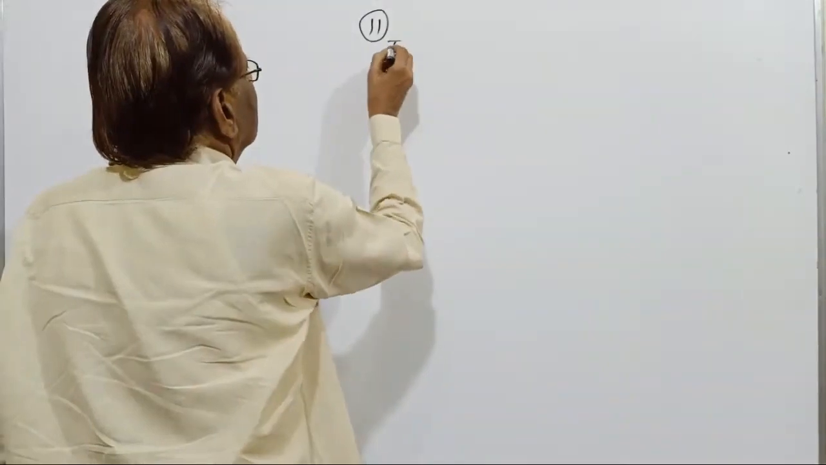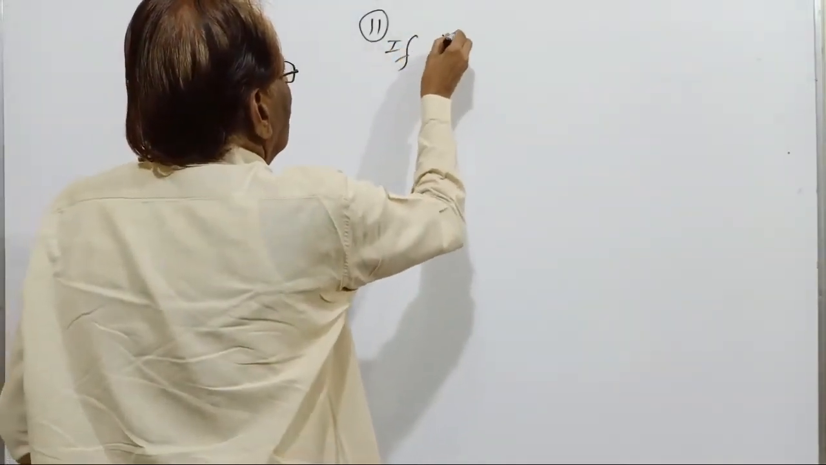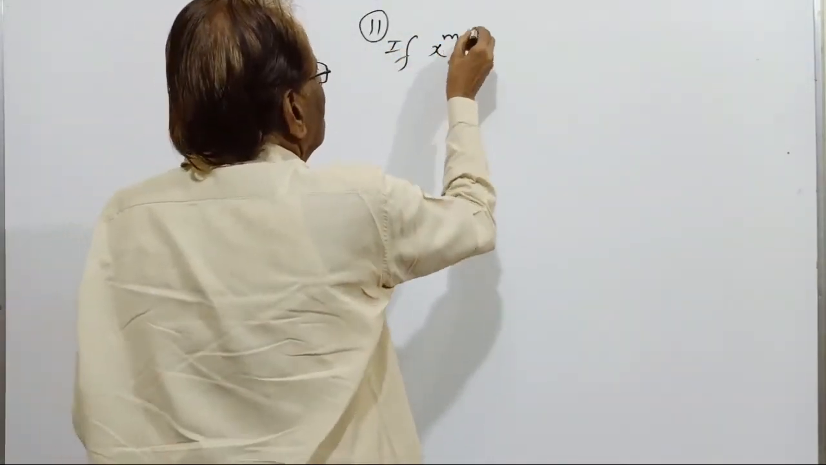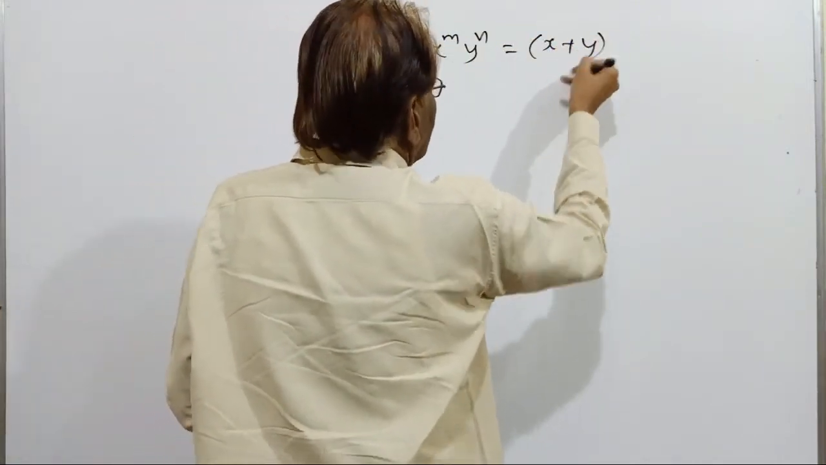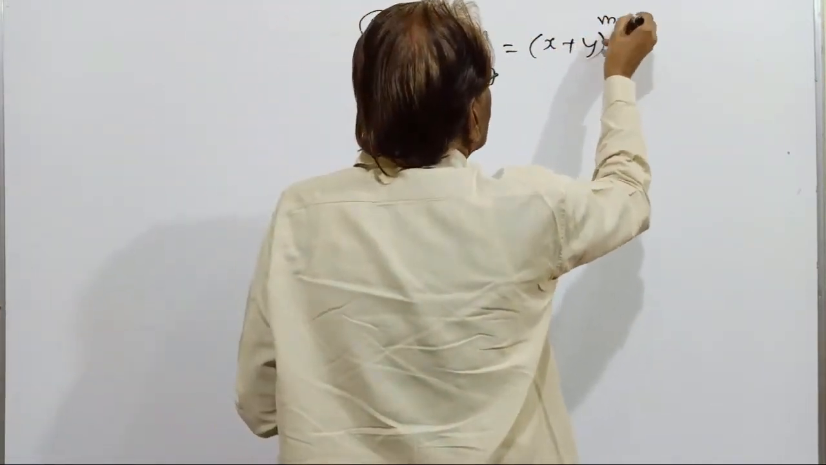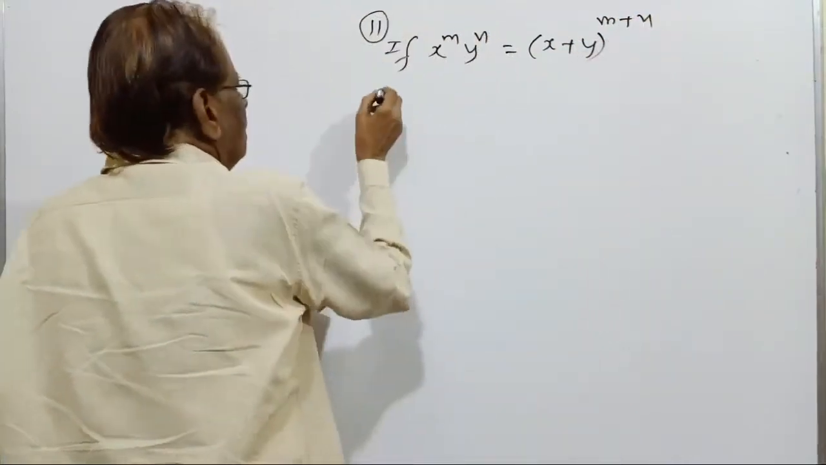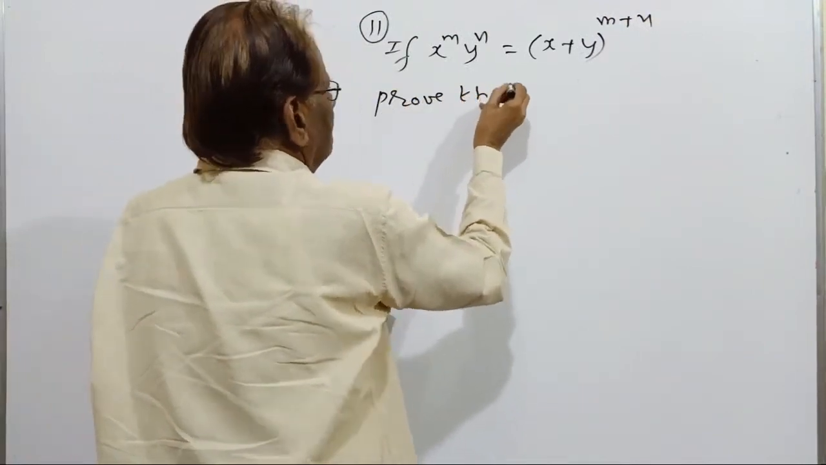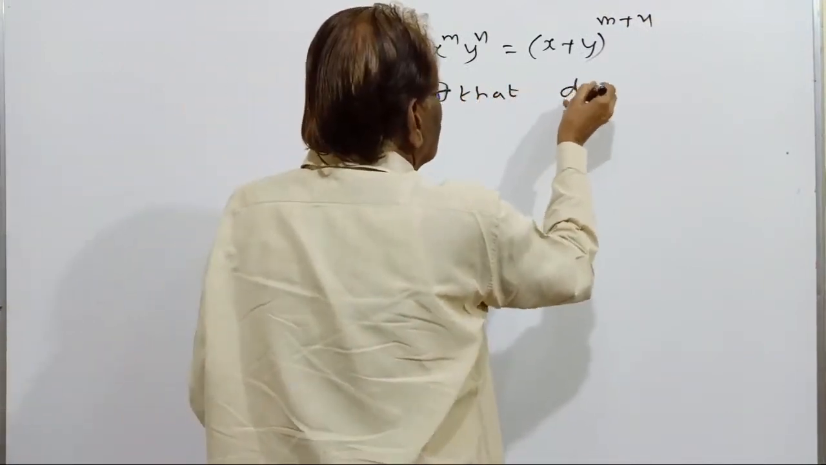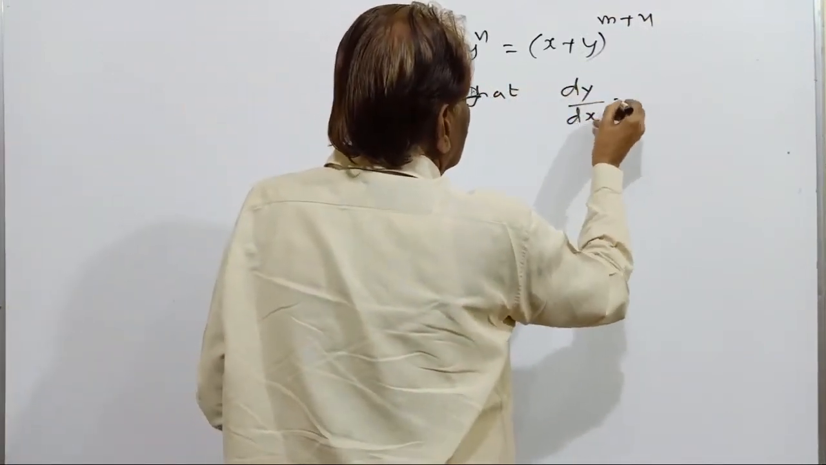If x to the power of m, y to the power of n equal to x plus y to the power of m plus n, prove that dy by dx equal to y by x.